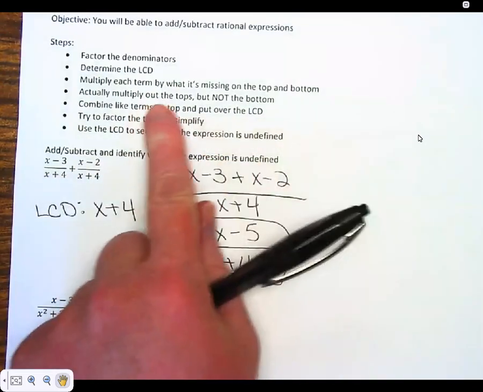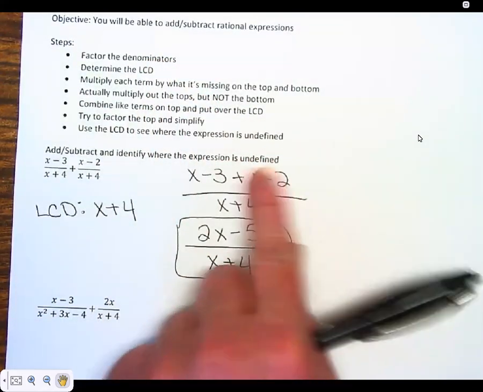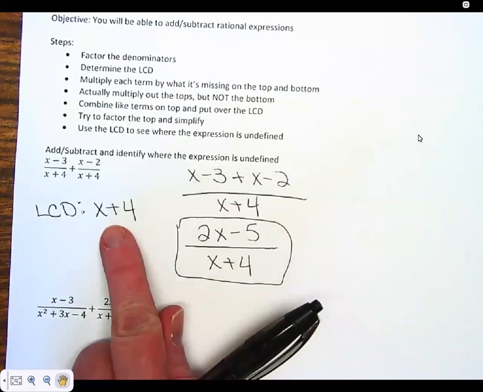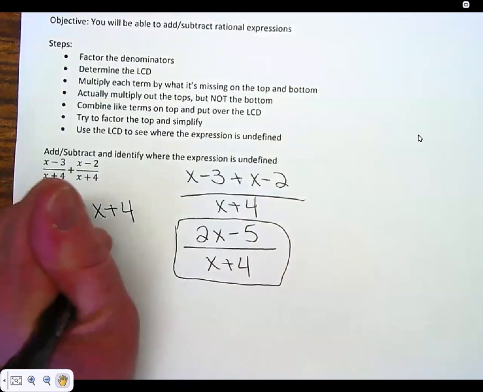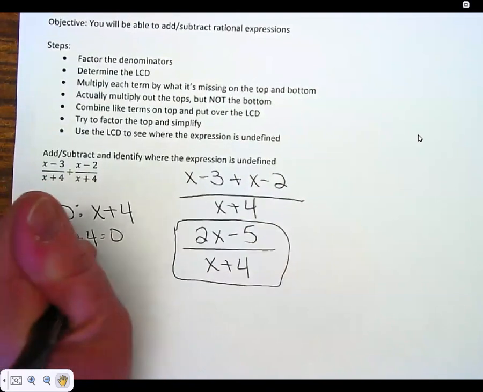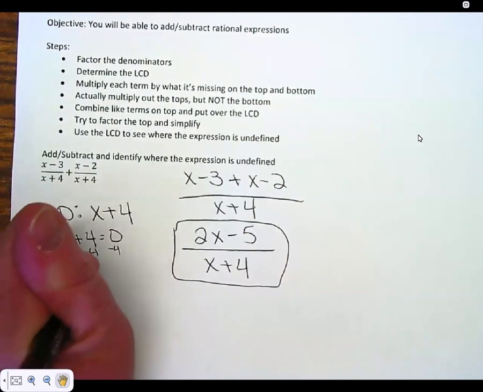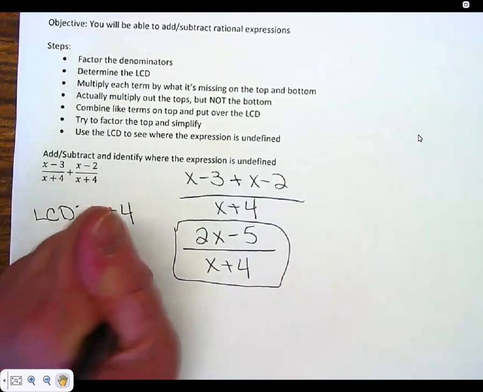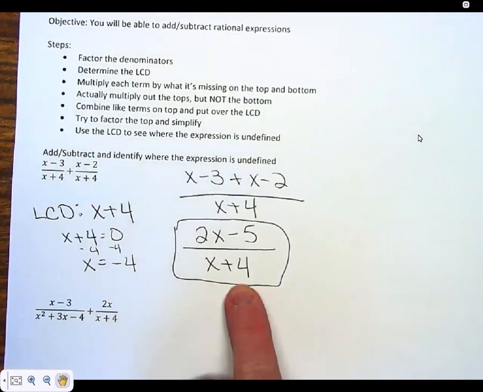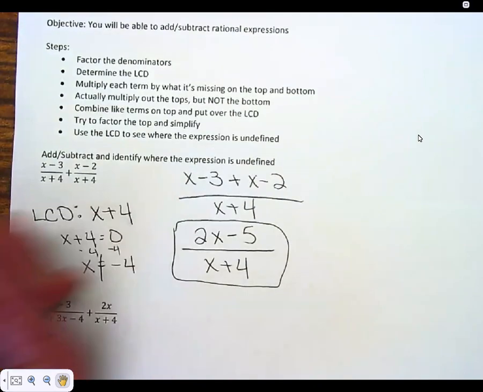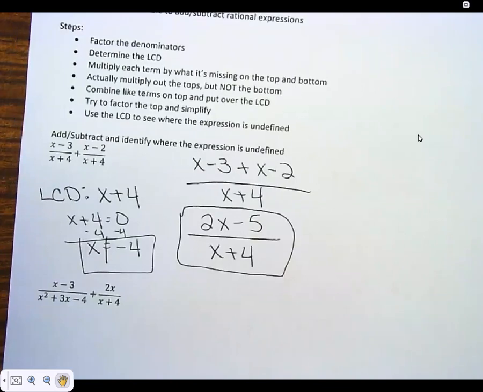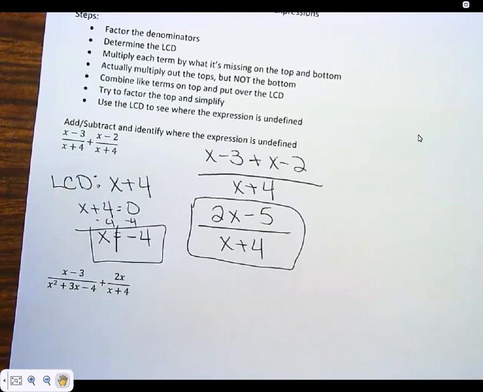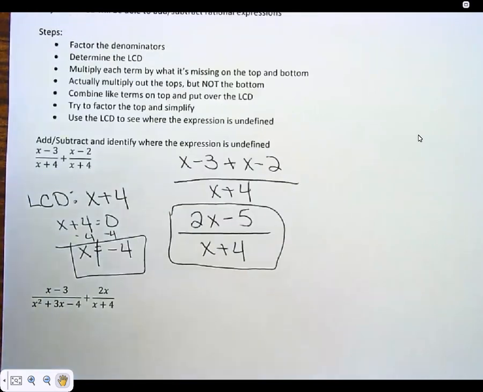You also need to identify where the expression is undefined. So you take your lowest common denominator, because that is your original bottom part, set it equal to 0, and you say, okay, this is what would make the bottom 0. Bottom can't be 0. That means that this is a bad number. And then that is the other part of your answer. And that is it. I mean, clearly they get more complicated, but at its core, this is what you're doing, okay?